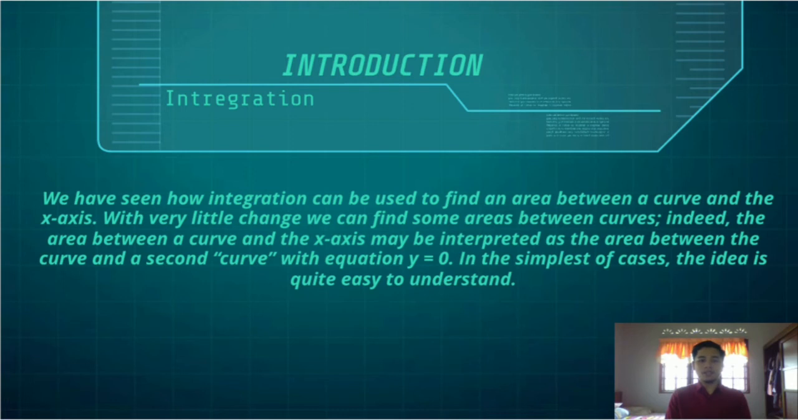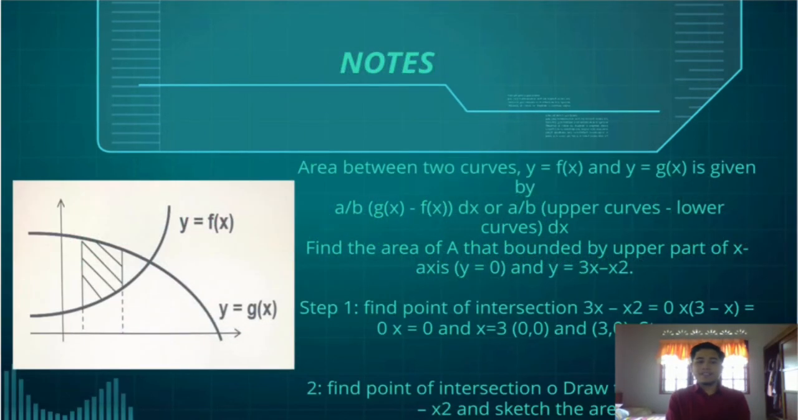In the simplest case, the idea is quite easy to understand. So let's take a look at the example that I already provided for you. The question is, find the area of A that is bounded by the upper part of the x-axis, which is y equals 0, and y equals 3x minus x squared.